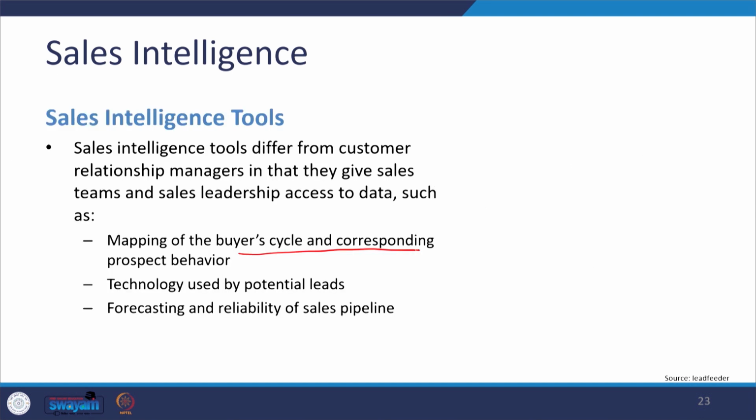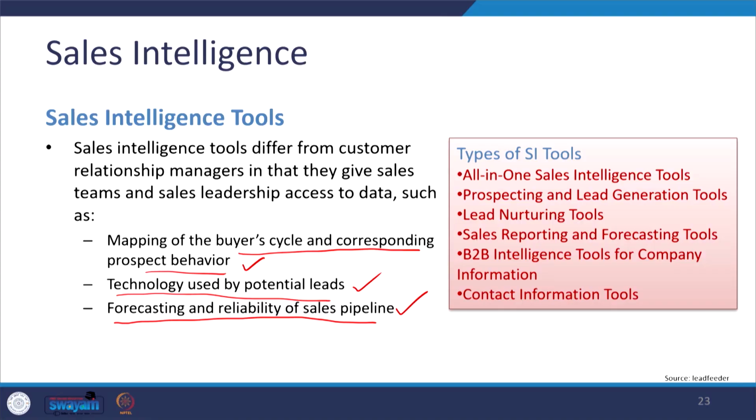Sales intelligence tools differ from customer relationship managers in that they give sales teams and sales leadership access to data such as mapping of the buyer cycle and corresponding prospect behavior, technology used by potential leads, and forecasting and reliability of the sales pipeline, which is very important to ensure that you are making the most out of your sales intelligence tool. So, there are different sales intelligence tools available.